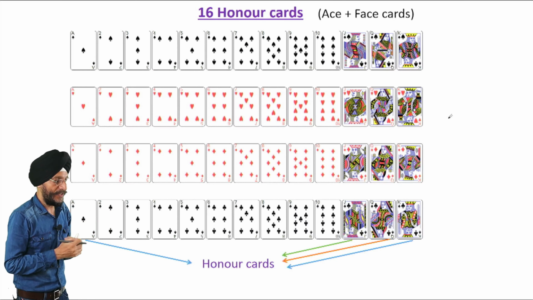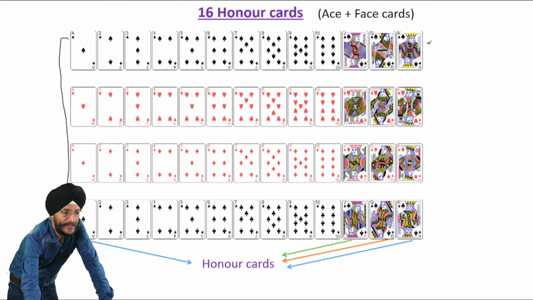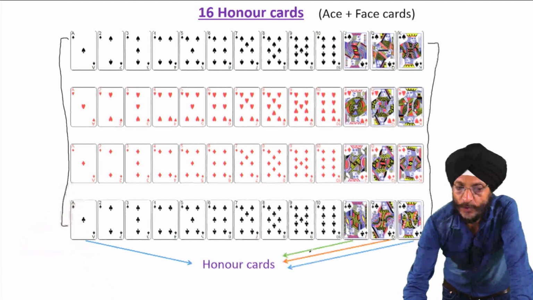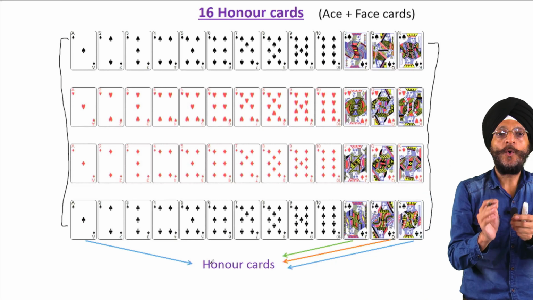Now, what are honor cards? These 4 ace cards plus 12 face cards constitute the honor cards. That is, the face cards plus ace cards are known as honor cards.